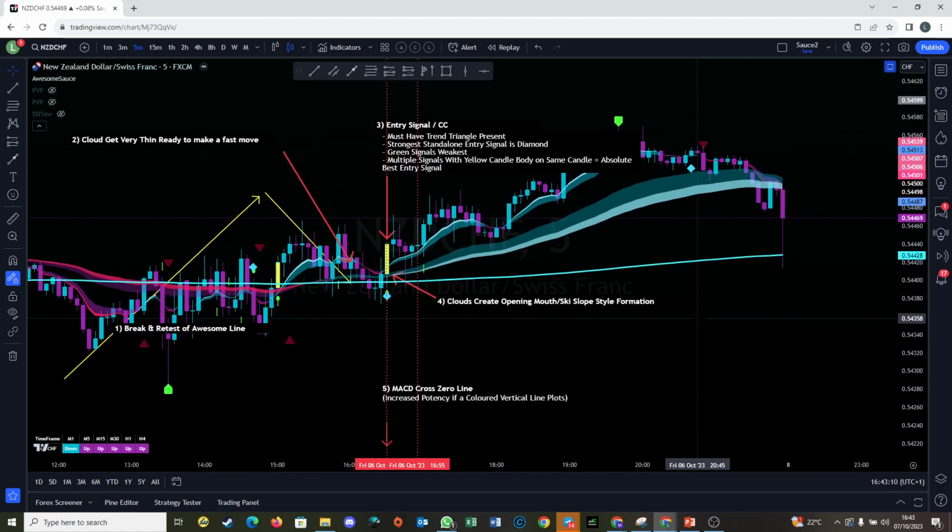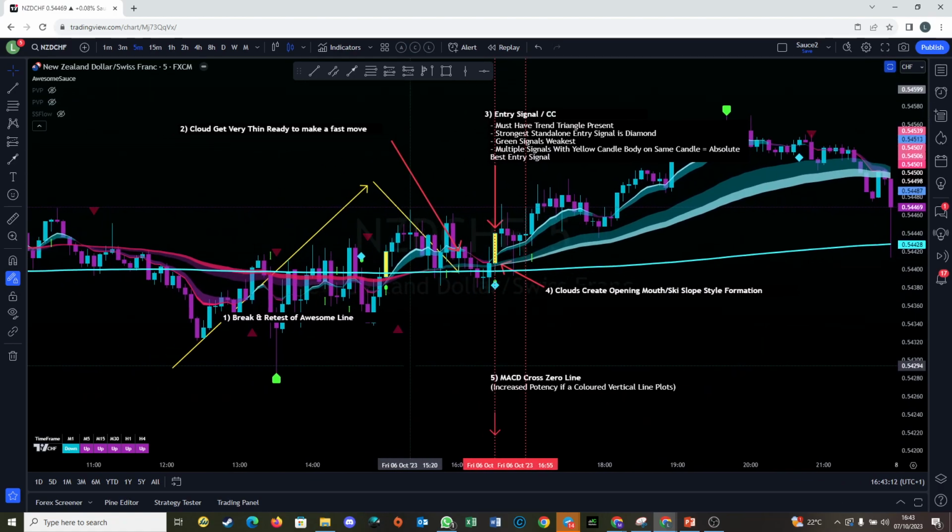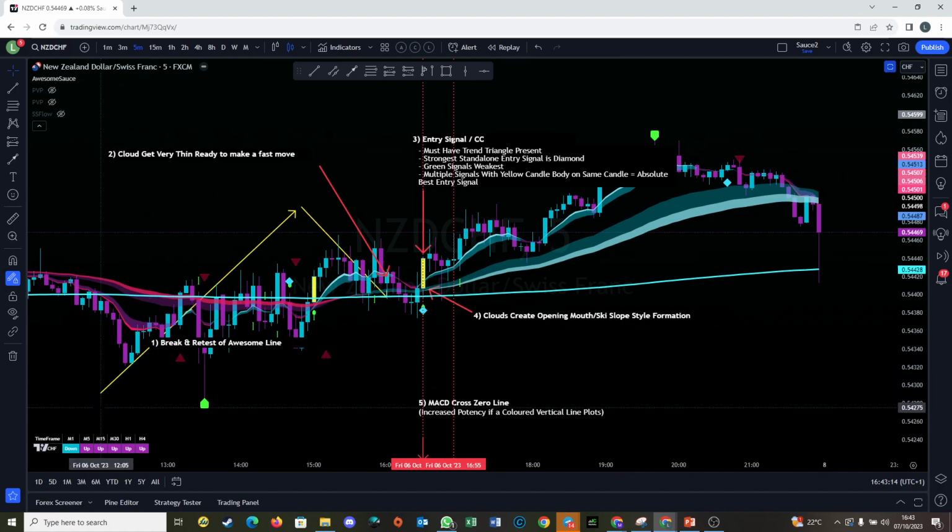So the process is really simple once you've practiced it and got used to it. What we're looking for is price to break and retest the awesome line, which is the aqua. Step 1, break and retest the awesome line.